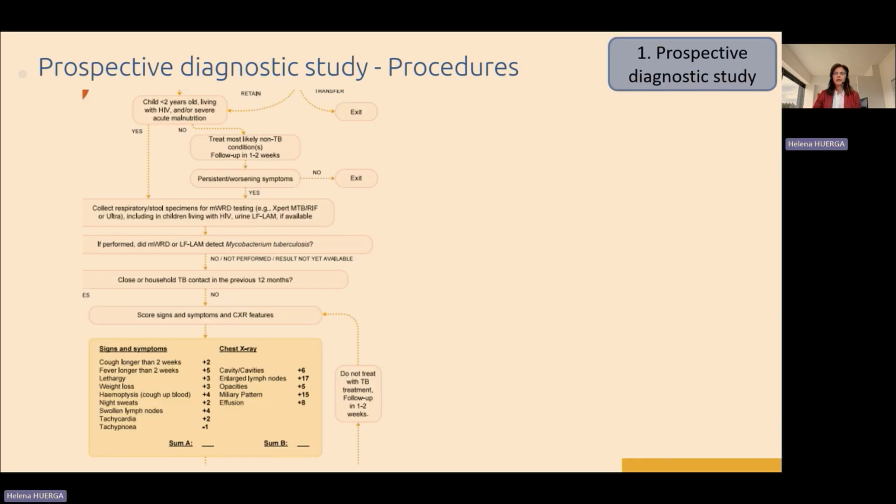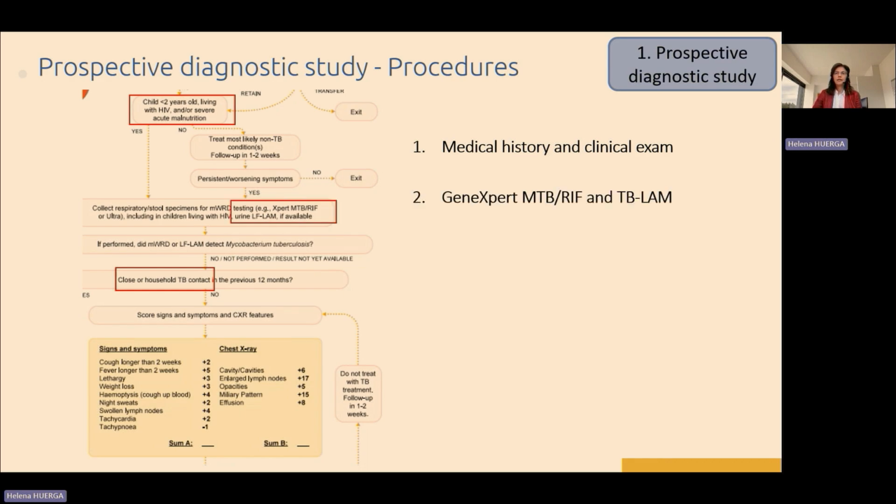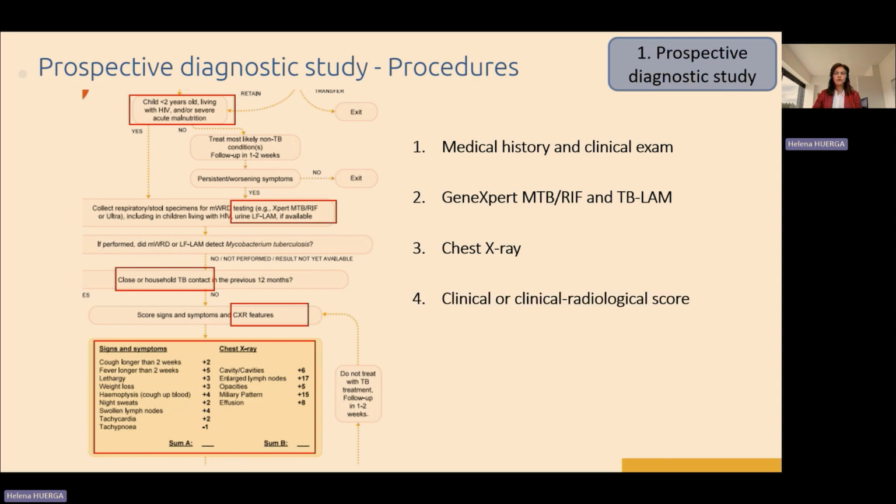Let's start with the prospective diagnostic study. The procedures of this study follow the algorithm that I have just presented. So first, a medical history and a clinical exam, then a GeneXpert and a TB-LAM when these tools are available, a chest X-ray if available, and then the score based on clinical or clinical and radiological signs. Then, if indicated, there is a follow-up visit at 7 to 14 days.